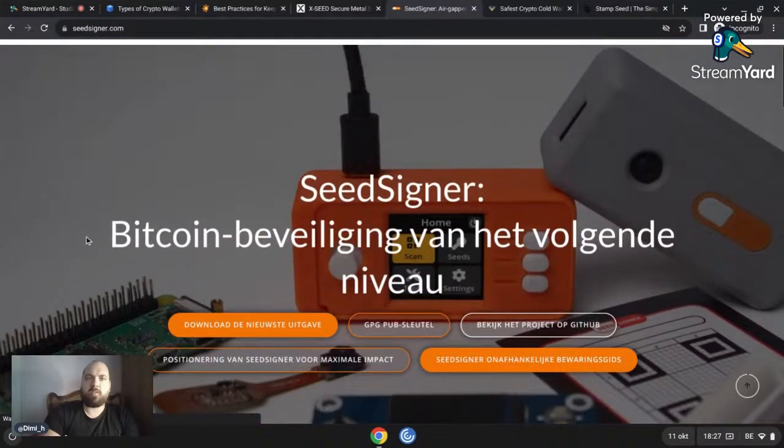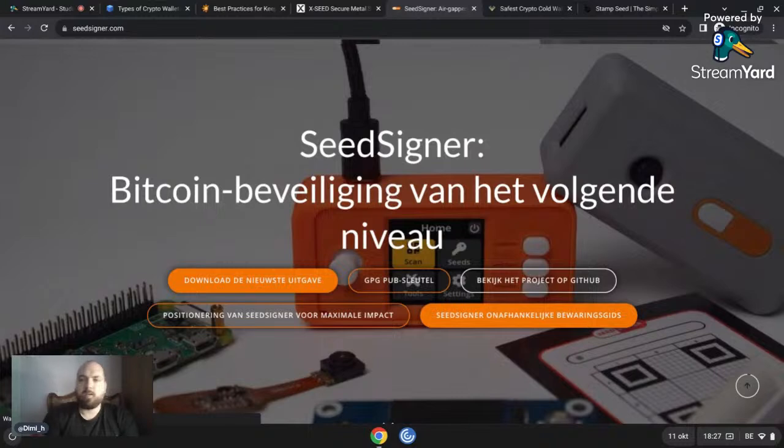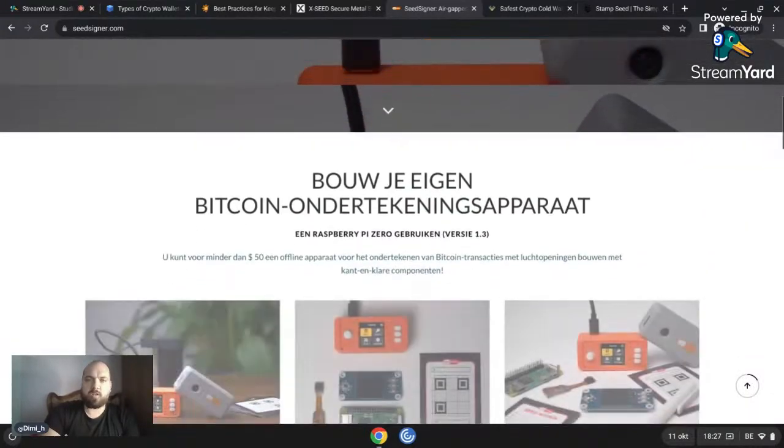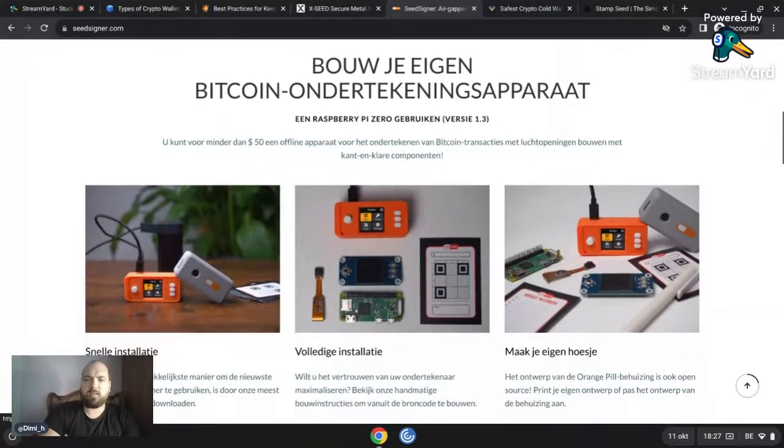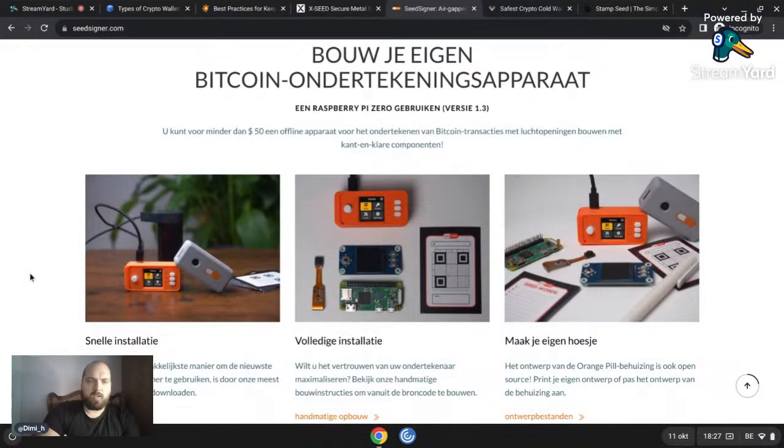Another little thing is a seed signer. Yeah, okay, it's in Dutch. I thought it was in English. Now, basically, what is this little toy here? This little toy is called a seed signer, meaning, well, most crypto wallets have an inbuilt program which allows them to create the 12 or 24 word seed phrase.